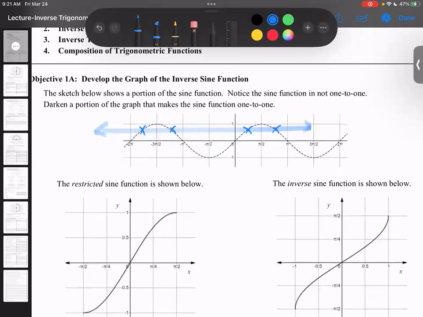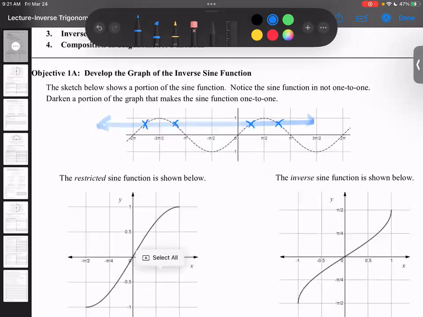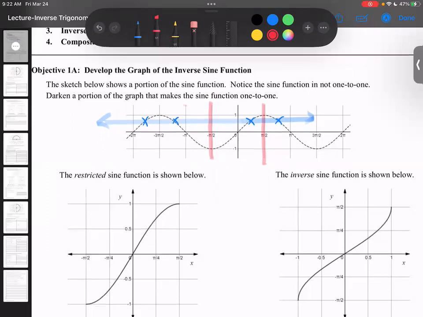Now, to find the inverse of a sine function, I have to restrict my domain, right? What if I cut off my graph into a bunch of periods? Say I only want it from negative pi over 2 to pi over 2. That's one period. Why do I do that? Because for that chunk of the graph, now I can find its inverse, with the restricted domain. If I put a horizontal line through it, it only crosses that graph at most once. I'm good.